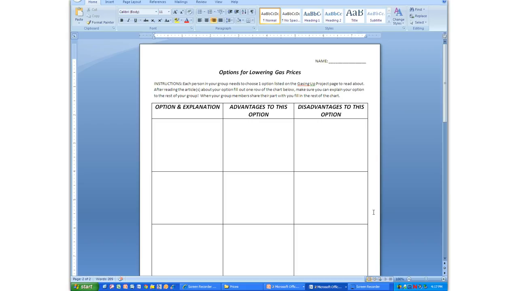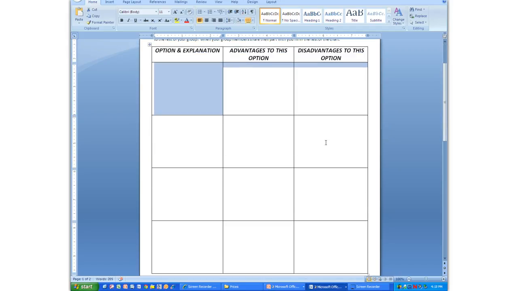Once you have done your part and filled out your one row about your option, and everybody in your group has filled out their one row, then I want each member of the group to share with the rest of the group about their option. By the time you're done, you'll have 4 options about how to lower gas prices. What we'll talk about tomorrow is whether or not you think that any of those options are a good, viable option on how to lower gas prices.